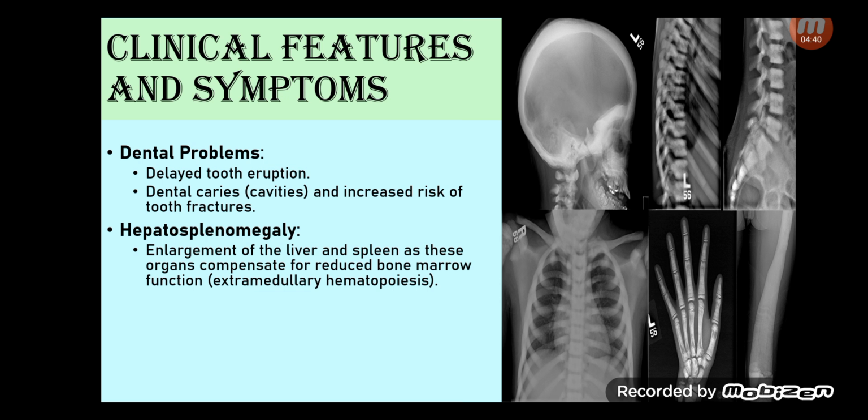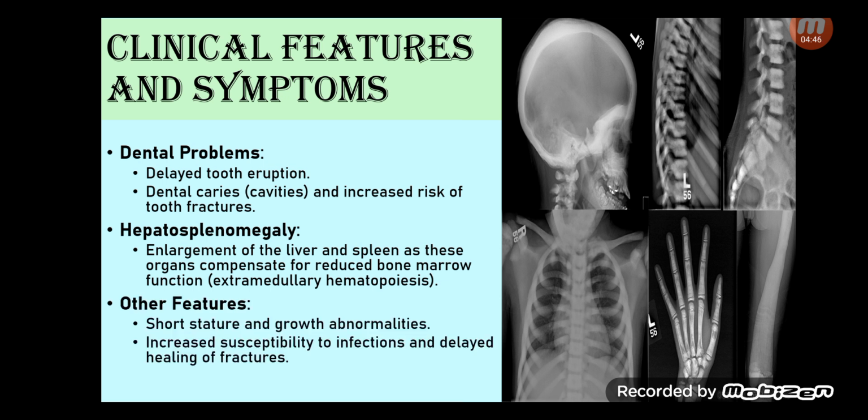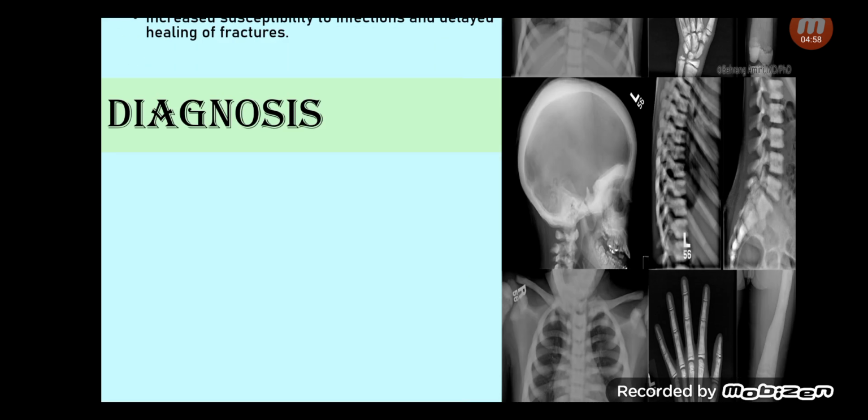Then we have hepatosplenomegaly associated with osteopetrosis, that is basically enlargement of liver and spleen, as these organs compensate for reduced bone marrow function by extramedullary hematopoiesis. Then we also have other features associated with osteopetrosis, that are short stature and growth abnormalities, increased susceptibility to infections, and also delayed healing of fracture.